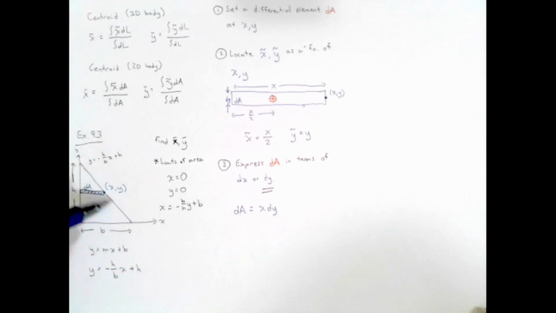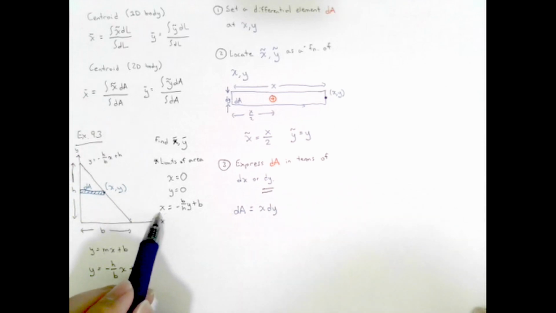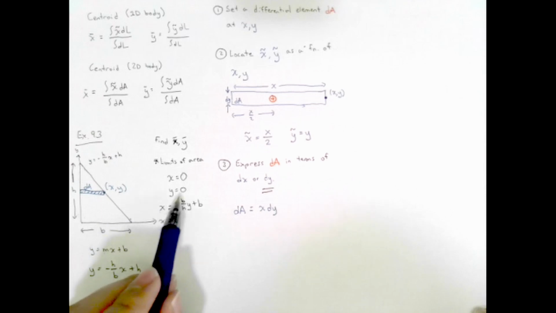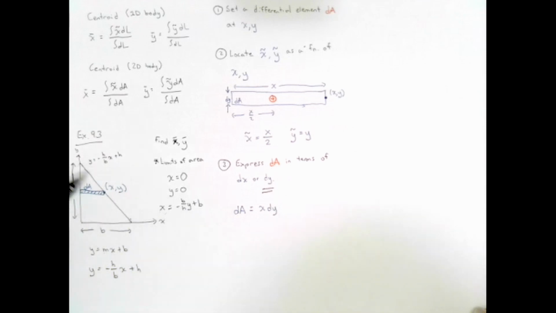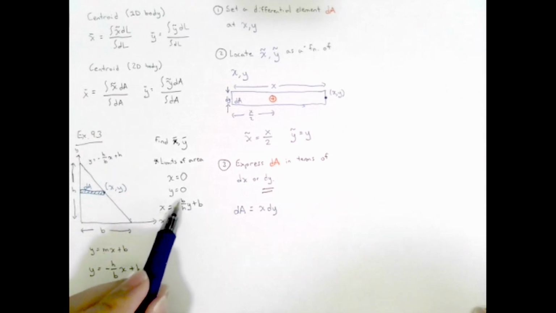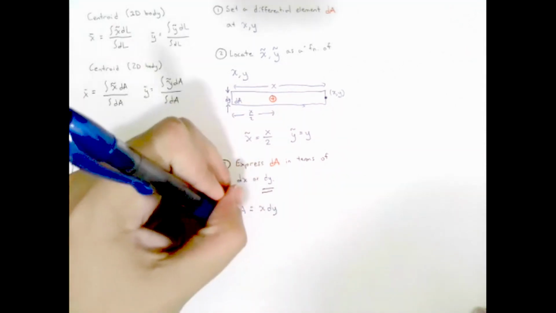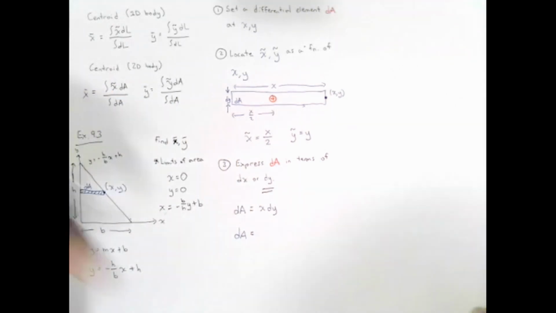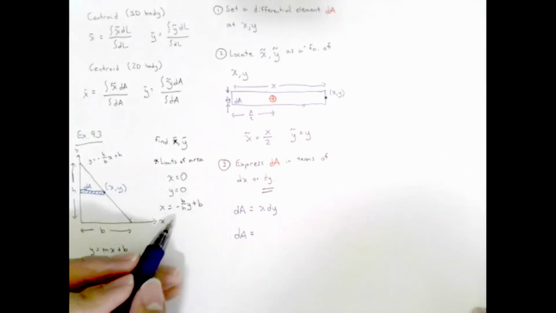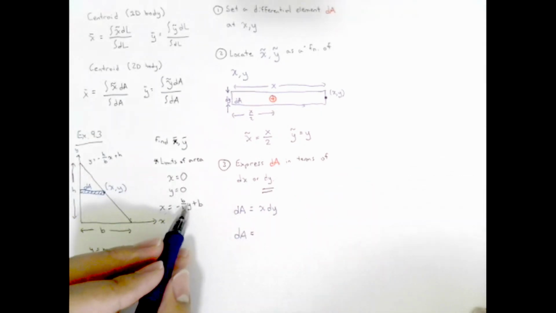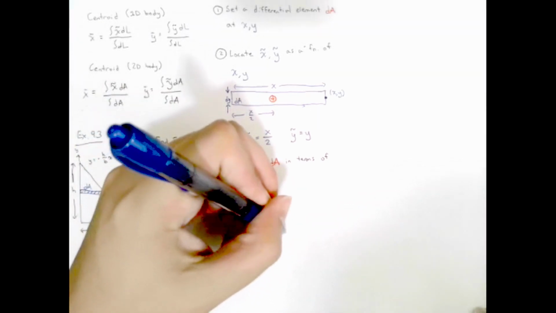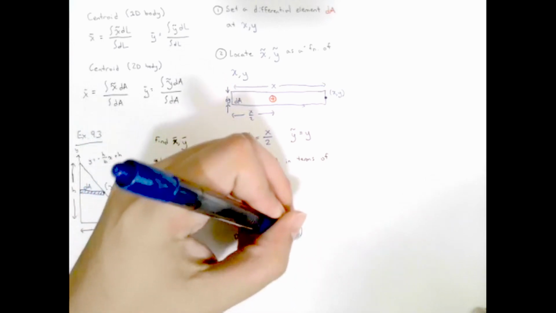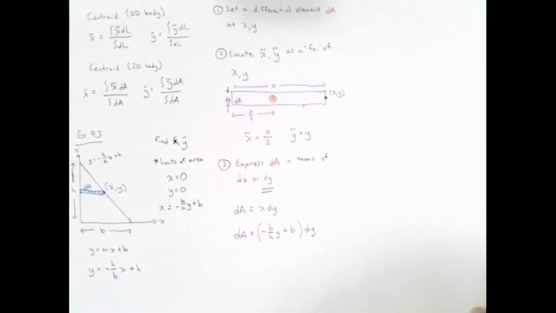Remember, we're going to integrate over this curve. And if you look at this curve, we know that for any x coordinate, it can be found by multiplying negative b over h times y, plus b. So we know from the curve that x equals negative b over h y plus b. So I can write this differential area dA as simply x times dy, but x is equal to negative b over h y plus b. And all this, as you know, multiplied by dy.